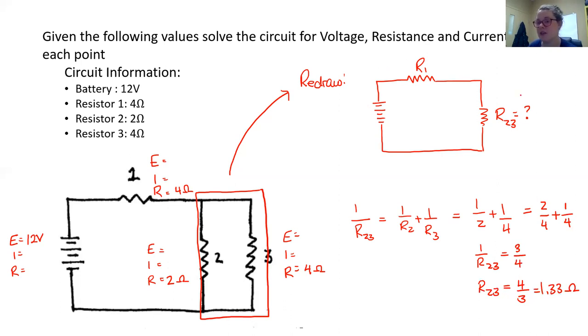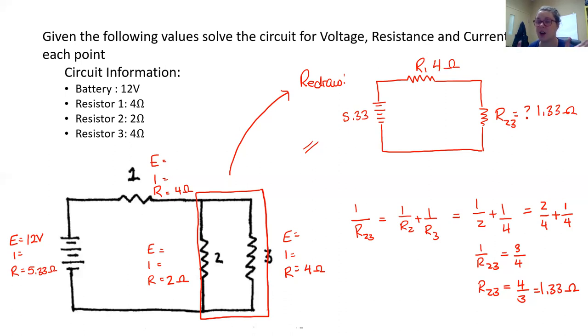So we could say, okay, these two are equivalent. If this is 1.33 ohms, and we know this one is 4 ohms, the resistance at the battery would be 5.33. That's exactly what we have over here. All right, so you see, it's a little bit of all over problem solving.